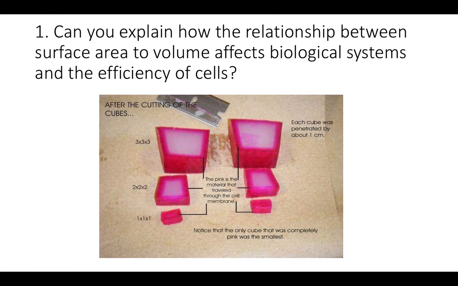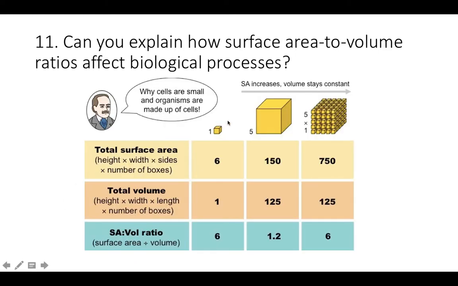So how does this affect the efficiency of cells? I answered that on this next question too, because we're talking about biological processes and efficiency of cells. As you can see in our cubes, here's a 1 centimeter cube. Our total surface area for that one is going to be 6 centimeters, our volume is 1, our ratio is 6. Now if we go up to that larger cube, like that last cube in the example before, our surface area to volume ratio is very small.